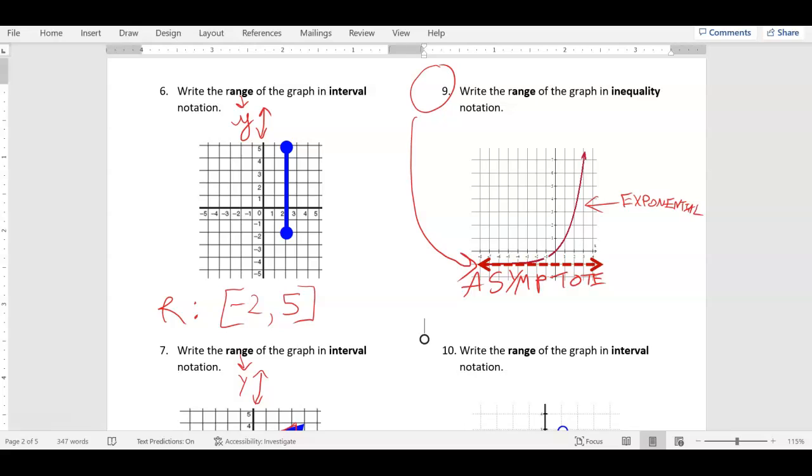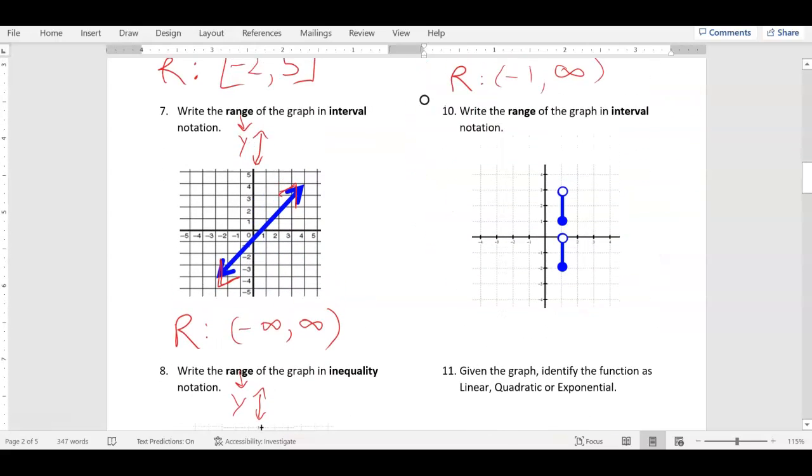All right, so what's the range in inequality notation? Again, range is your y value from bottom to top. How far down does this go? Well, it goes down and down towards -1 without ever touching it because of that asymptote. So you can put a parenthesis at -1. And it goes up forever, that's positive infinity. Remember, do not use a bracket because it does not actually touch -1 on the y-axis.